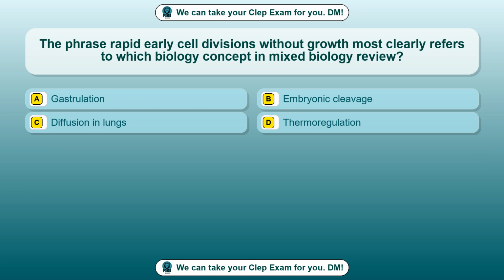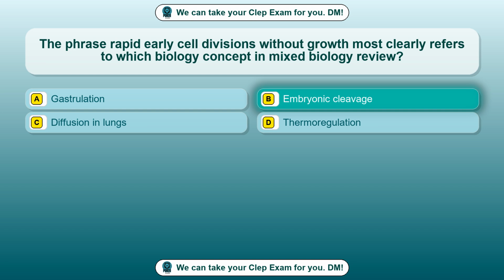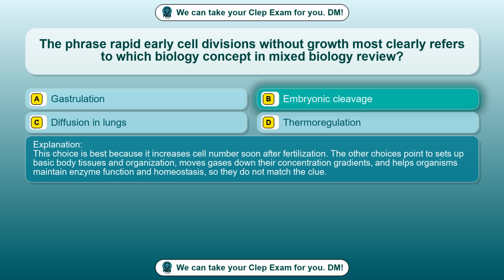Question 93. The phrase rapid early cell divisions without growth most clearly refers to which biology concept in mixed biology review? Option A, gastrulation. Option B, embryonic cleavage. Option C, diffusion in lungs. Option D, thermoregulation. The correct answer is option B, embryonic cleavage. This choice is best because it increases cell number soon after fertilization. The other choices point to sets up basic body tissues and organization, moves gases down their concentration gradients, and helps organisms maintain enzyme function and homeostasis, so they do not match the clue.